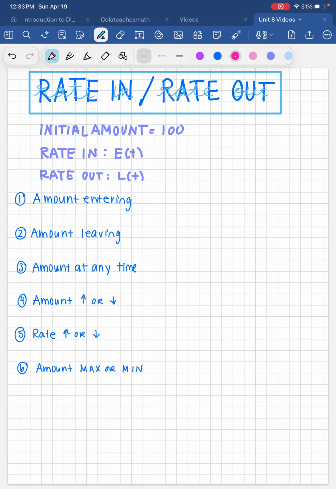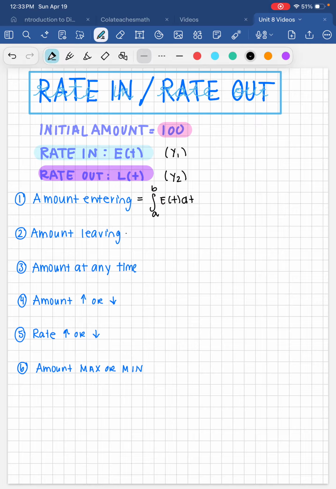So look at what we have here. I'm telling you that the initial amount of something is 100. The rate in function is defined as E of t, and the rate out is L of t. My advice to you is, in our class, we always put rate in in Y1 on the calculator and rate out in Y2. If I want to know the amount that's entering, you're going to integrate rate in only from A to B. I do not care about the initial amount in the amusement park or in the school.